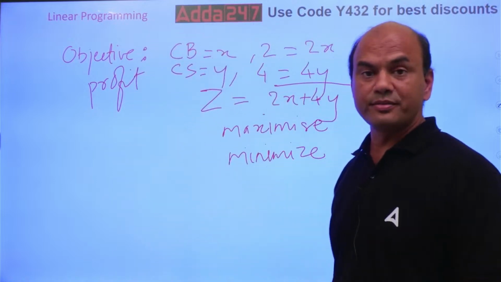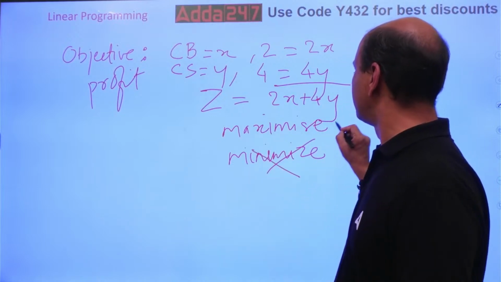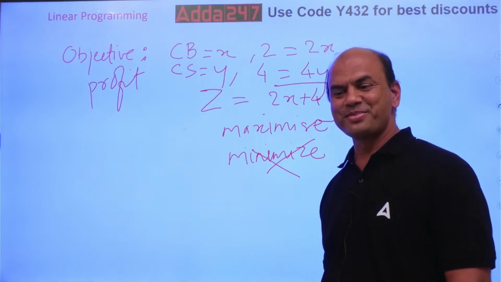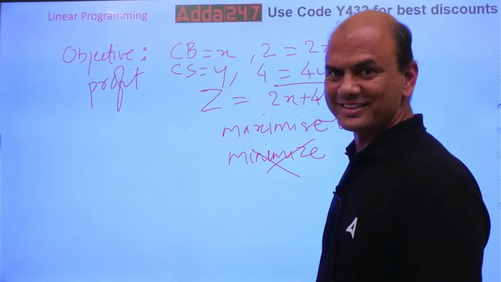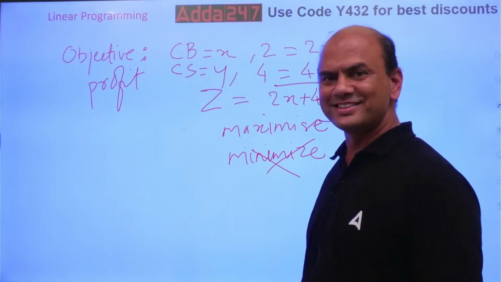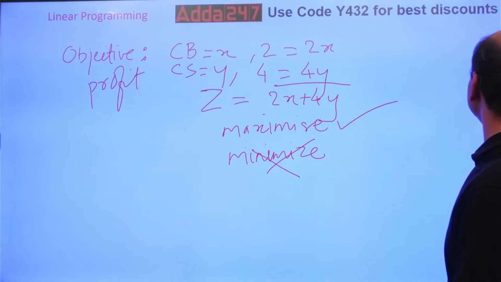Profit is always to be maximized. So this I will cancel it. Profit is maximized. Okay, so this is my profit, maximize. Got it, everyone? Now the objective is done. What about the constraints? Let's see constraints.